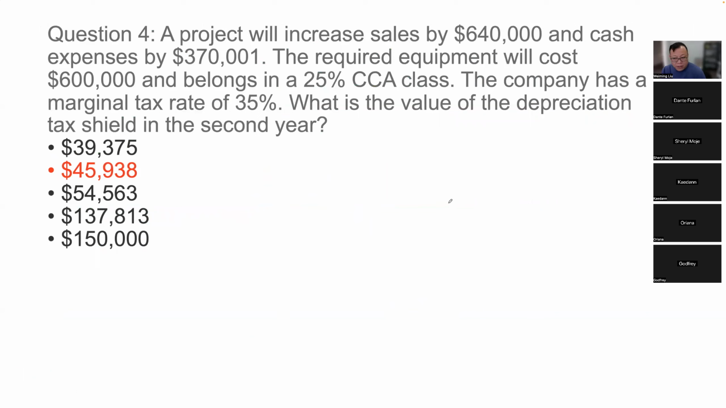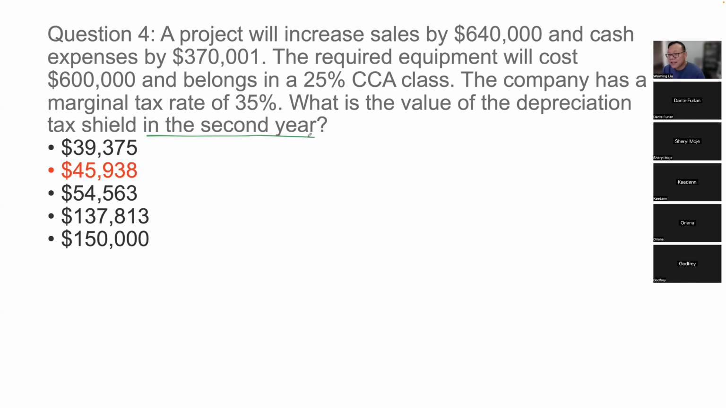This is the last question for today. Question 4: a project will increase sales by 640,000, and the cash expense by 370,000. The required equipment will cost 600,000, and belongs to a CCA class of 25%. The company has a marginal tax rate of 35%. What is the value of the depreciation tax shield in the second year?